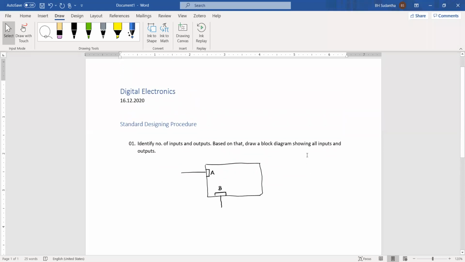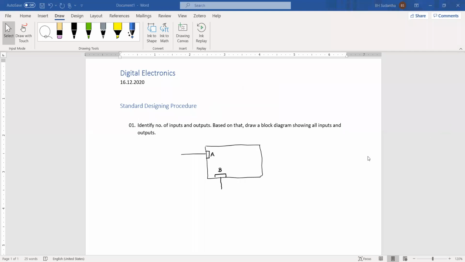Well, this is our standard designing procedure. As the first step, we are going to identify the number of inputs and outputs of the circuit, and then based on that, we can draw a simple block diagram. Now the problem is this. The customer has this one.